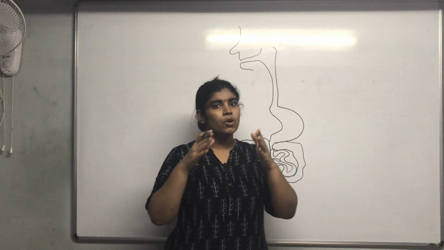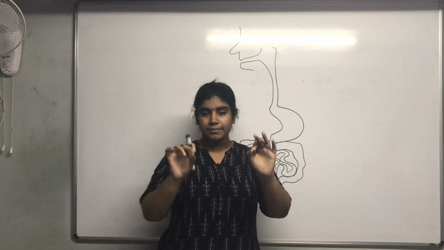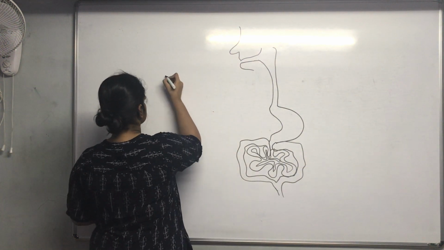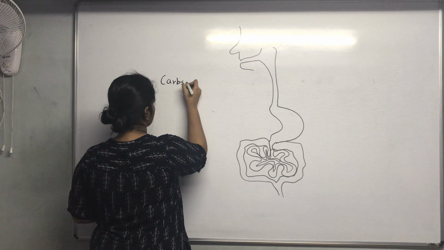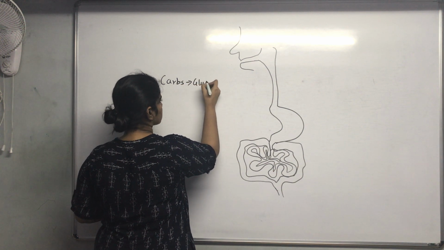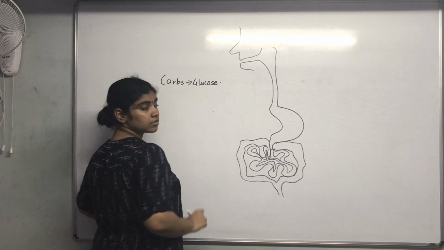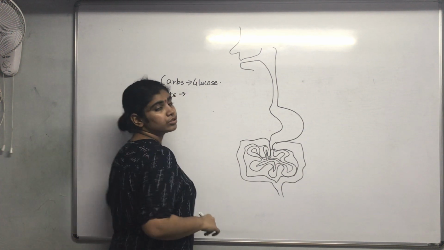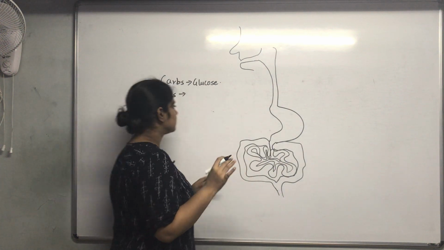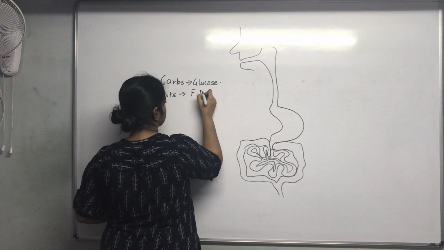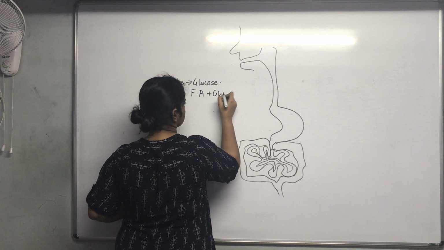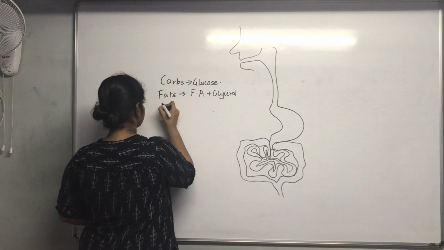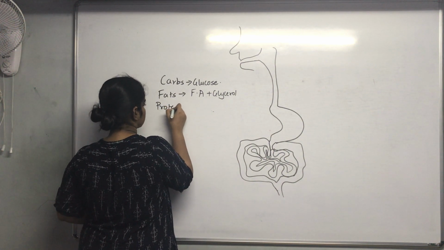So breaking of a molecule into a simpler molecule, let me get a hold of you. Carbohydrates are broken down into glucose. Fats are broken down into fatty acids and glycerol. Then proteins are broken down into amino acids.